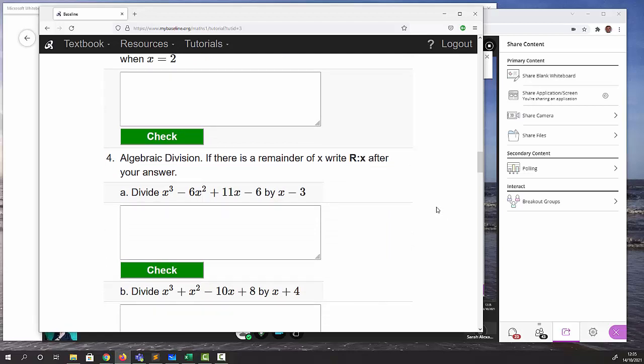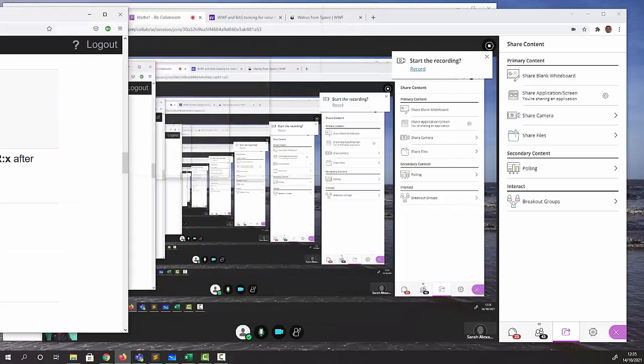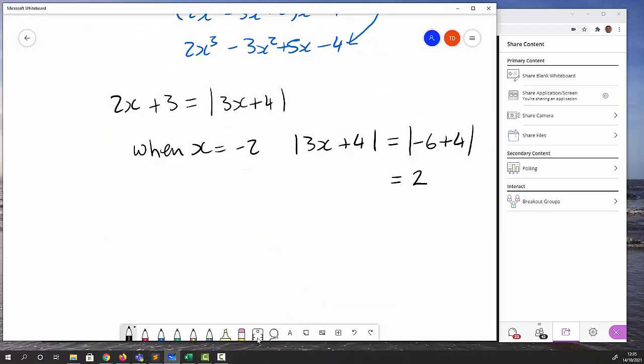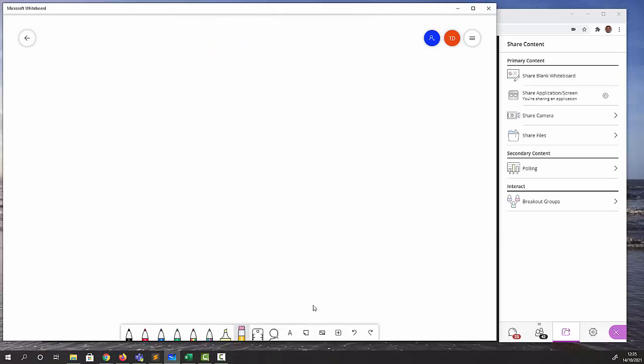We probably want to do one of those, don't we? Let's do that. Let me just move that off and get the whiteboard up. So let's have a whiteboard, and let's clear the screen. And if I'm going too fast, please feel free to stop me. But we're going to do algebraic division.